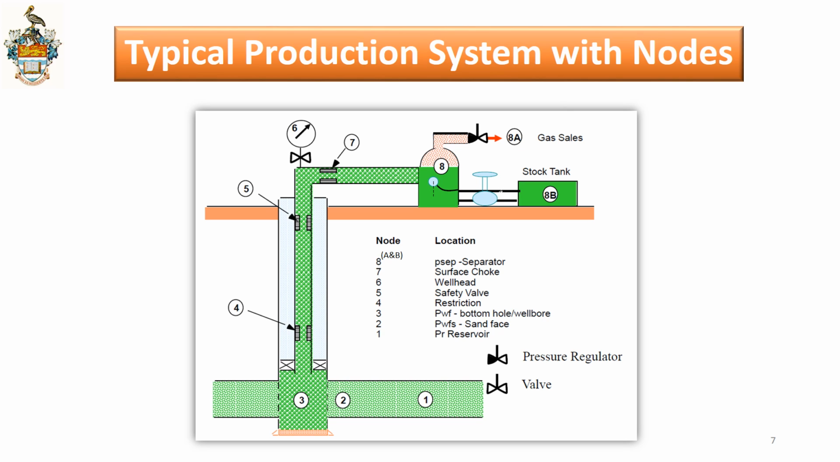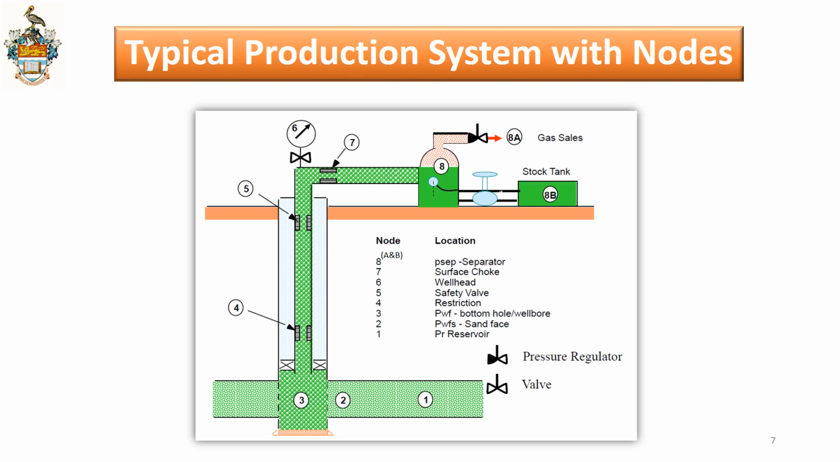Typical production system with nodes. You can have nodes typically within the reservoir, the near wellbore region, within the wellbore itself. You can do a node at a restriction, so you can understand the pressure loss that might be taking place across that restriction, and how you would optimize that. Node 4 would be a downhole nipple, and 5 would be another nipple or a subsurface safety valve.